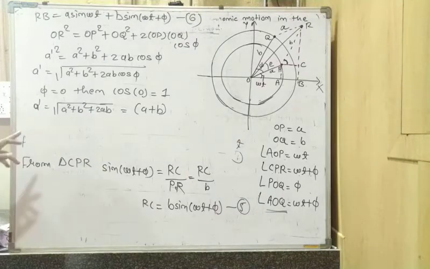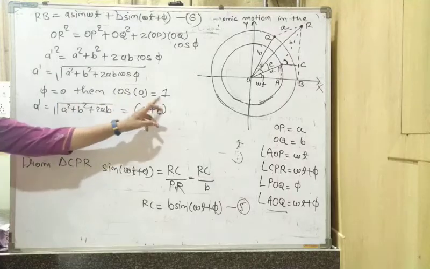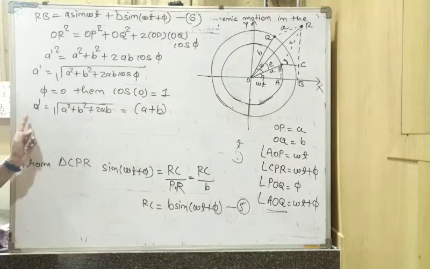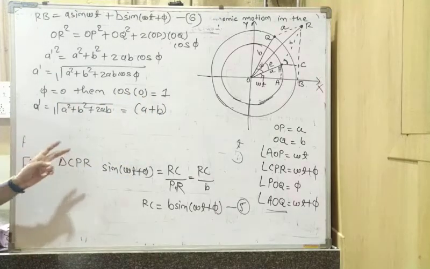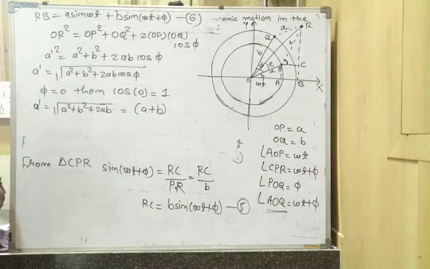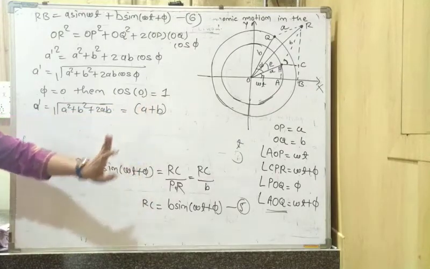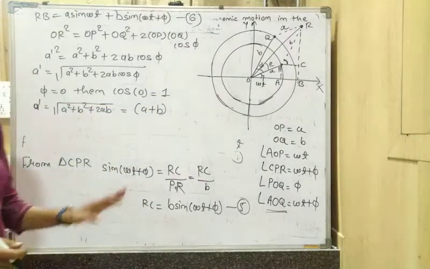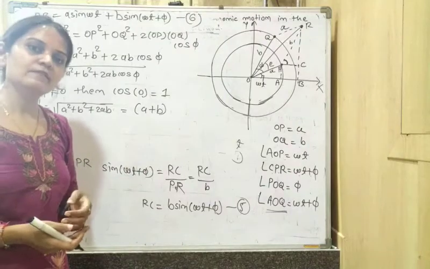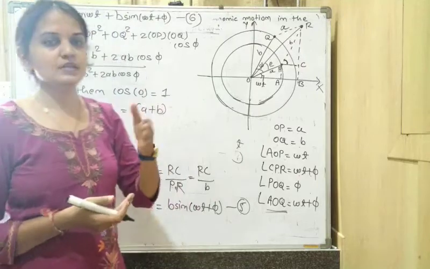It means if phi is equal to 0, then cos is equal to 1, and our resultant vector is the summation of these two amplitudes, A plus B, because it is in the same direction. That is why I take 0. But if it is 180, then cos is minus 1, and it is A minus B. But here it is a summation. So the resultant vector amplitude is the summation of the two different amplitudes, A and B.